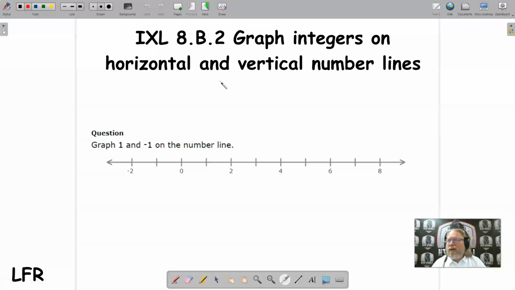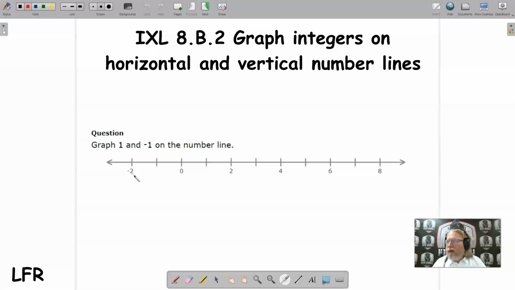So in this activity, we are going to be graphing integers on number lines, and the number lines may be horizontal, that means going across, or vertical, they could be going up and down as well. This relates to lesson 1-4 in our textbook, where we're learning about putting integers in order from least to greatest or greatest to least, and a number line helps us do that.